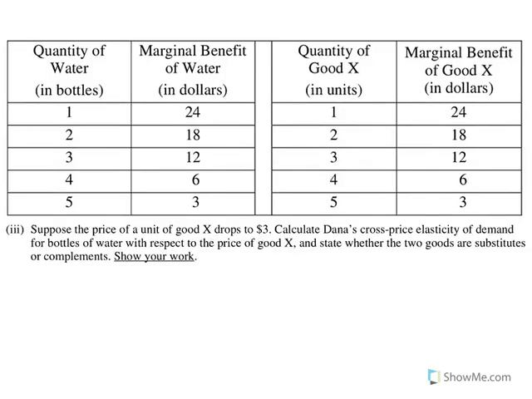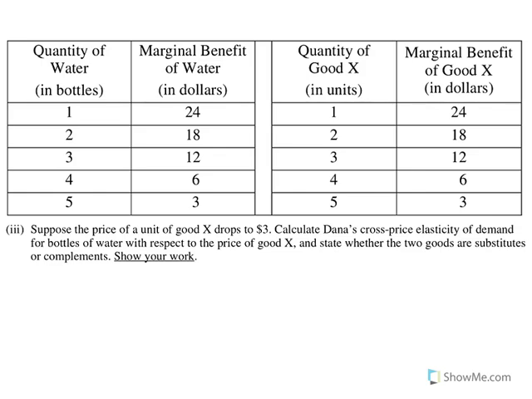And then finally for C3, it says, okay, well now what we're going to do is change the price of a unit of good X to $3. So what's going to be the cross-price elasticity? And we have to state whether substitutes or complements and show your work.